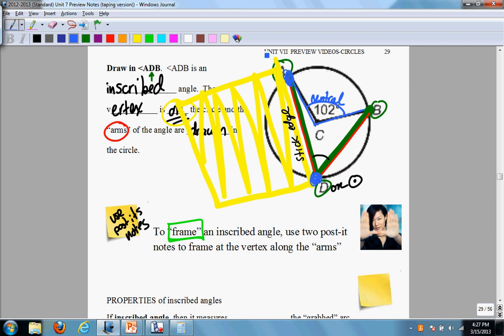Now, grab the other Post-it, put it right along the other arm of it, D to B. So here's another Post-it. It's going to go off your paper probably. Okay? I'd like you to put your Post-it on your paper. Again, the sticky edge right there. Please actually do this. Don't just stare at the video. Get the Post-its out and frame that angle, please. When I say frame, this is what I want you to do with the Post-its.